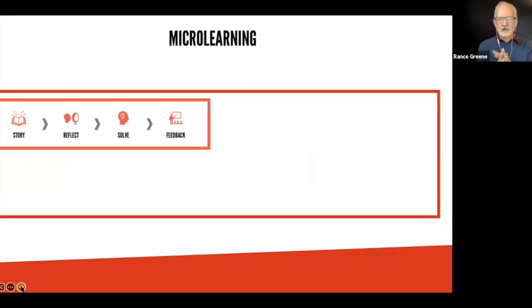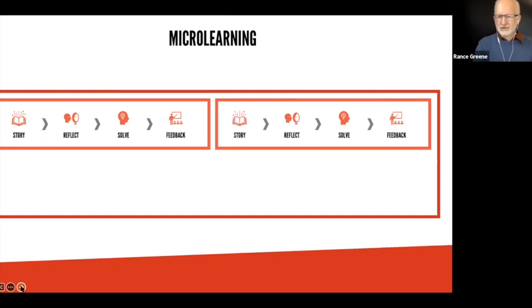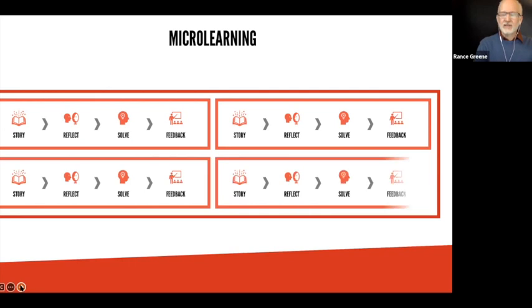So there's a couple of ways that stories can be integrated with microlearning. The example that I showed is the one that I'm going to show first here. You have this small little module of story, reflect, solve, feedback. And then you have another module of story, reflect, solve, feedback, and then another one, and then another one, until you have covered all the actions on your action list.